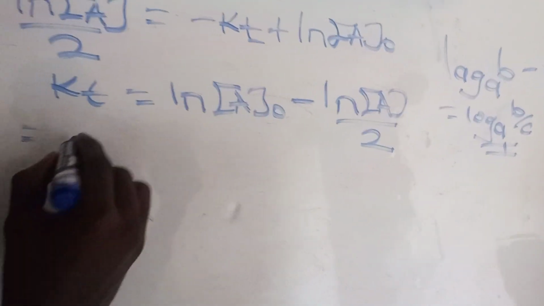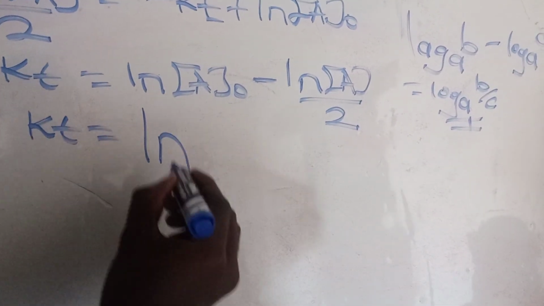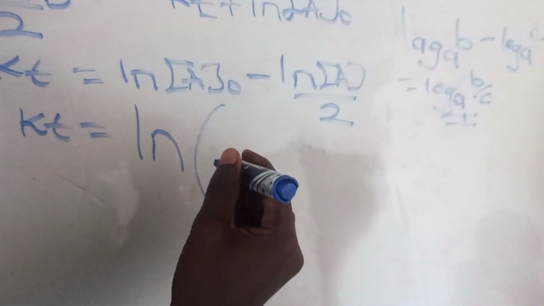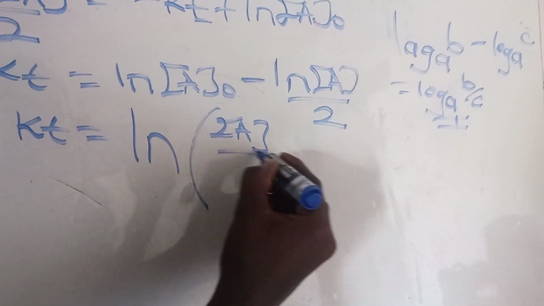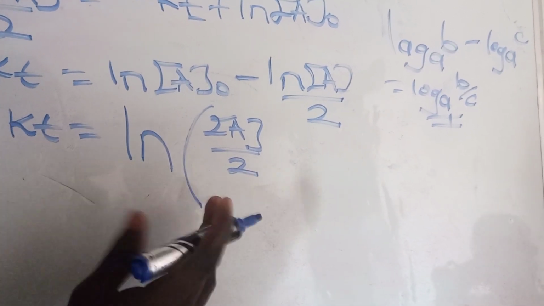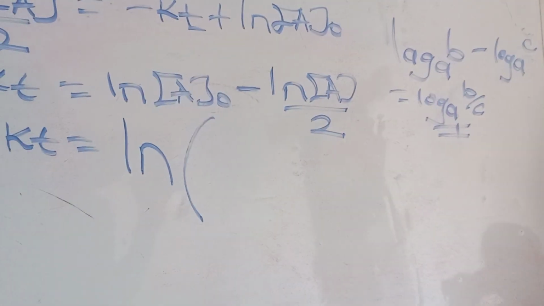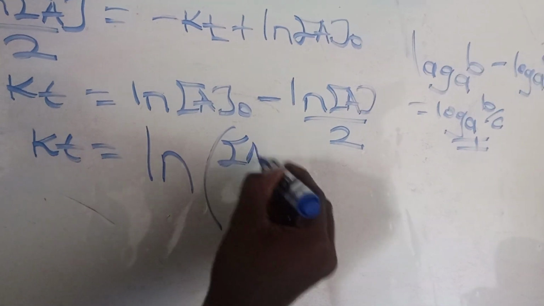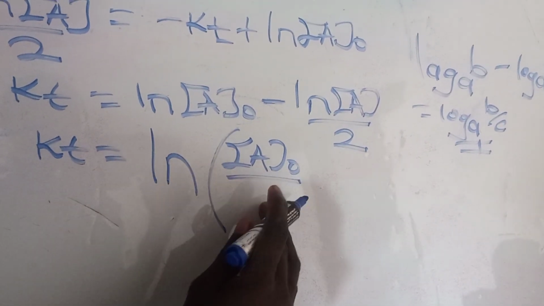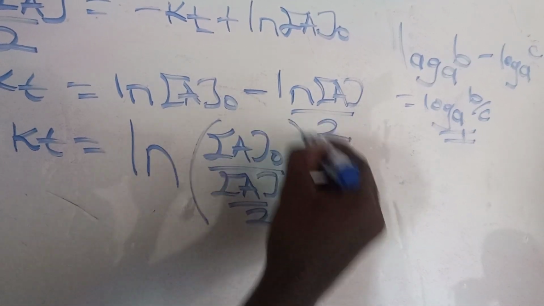What I'm going to do, we say kt is equal to the ln, then open up the brackets, applying that concept. We are starting with the initial concentration of A because that is something that has to remain on that side. So I'm going to say ln of the initial concentration of A over the concentration of A divided by 2, then we close.